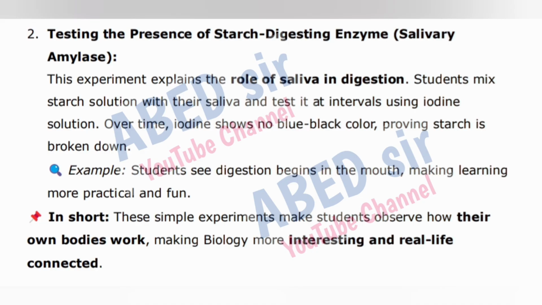Over time, iodine shows no blue-black color, proving starch is broken down. For example, students see digestion begins in the mouth, making learning more practical and fun. In short, these simple experiments make students observe how their own bodies work, making biology more interesting and real-life connected.